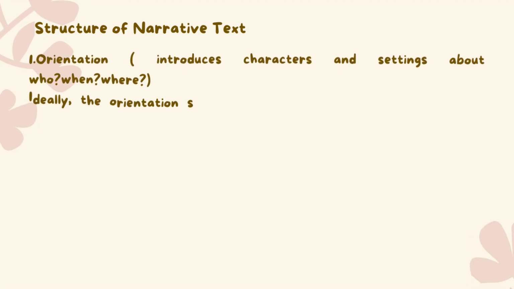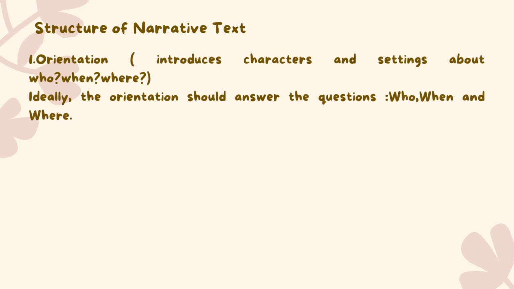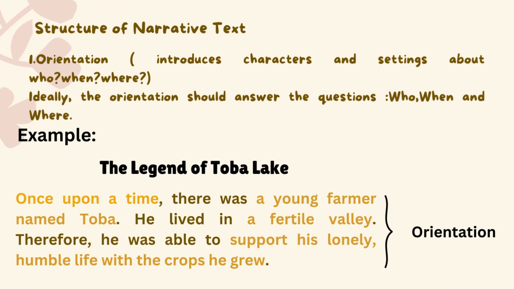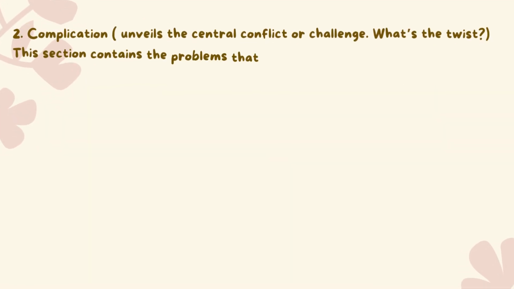The structure of narrative text has three parts. The first one is orientation. Ideally, the orientation should answer the questions who, when, and where. So when you're reading the orientation part, you should be able to identify the characters, the setting, both time and place of the story.